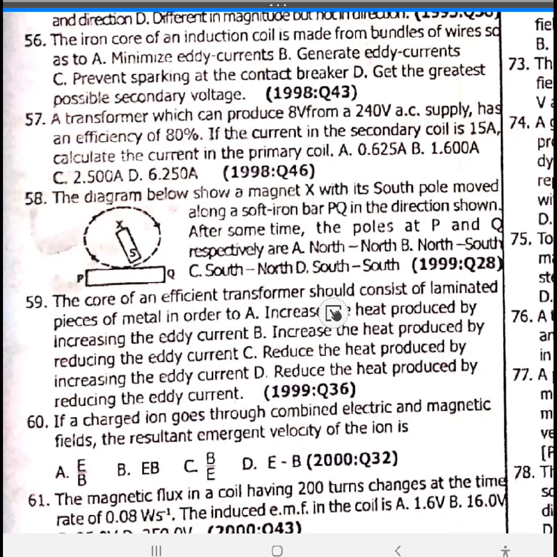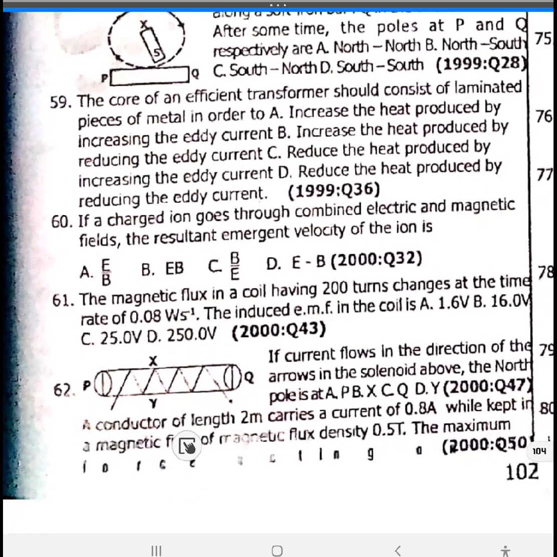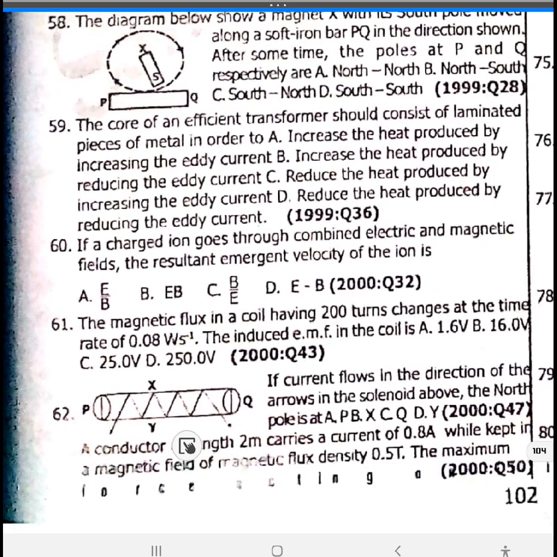59. The core of an efficient transformer should consist of laminated pieces of metal in order to reduce the heat produced by eddy current. Option D. A similar question was touched just now. 60. If a charged ion goes through a combined electric and magnetic field, the resultant velocity of the ion would be given by a formula, E over B. Option D. This one has to do with a bit of calculation.